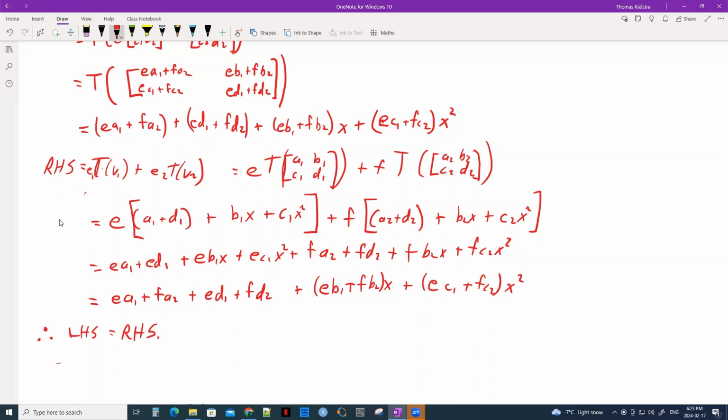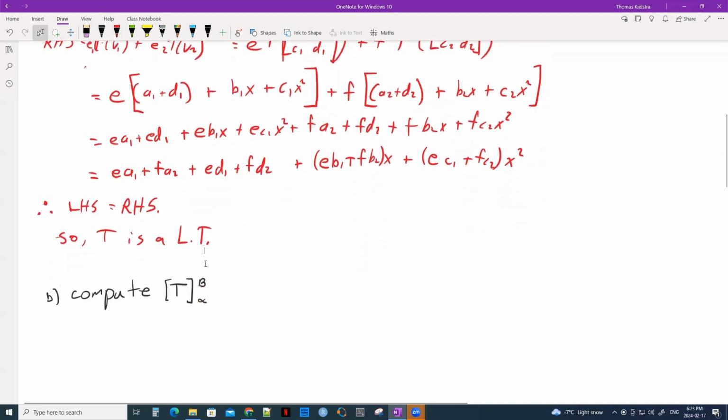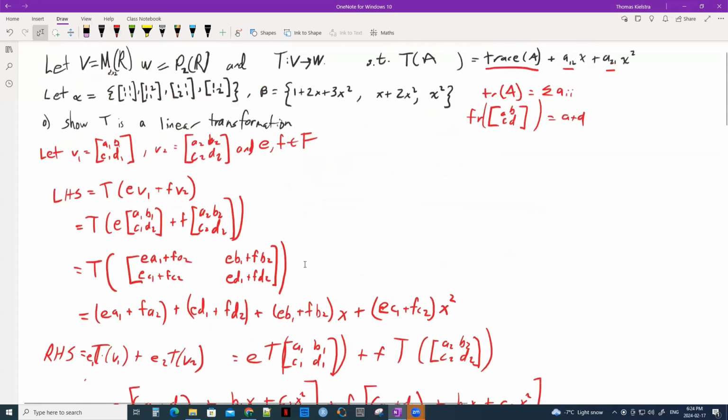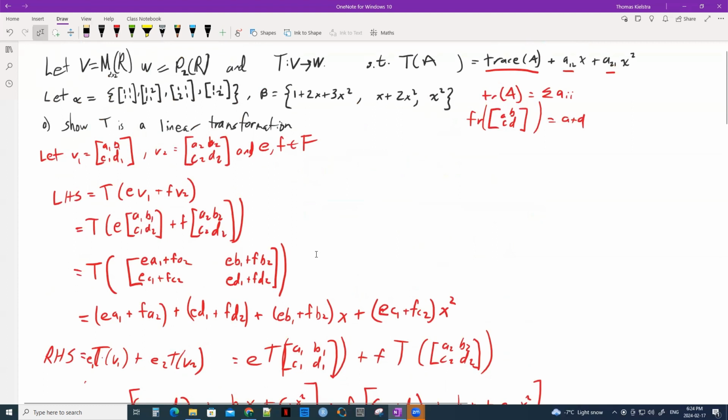So T is a linear transformation. We have a nice linear transformation. And again, these videos aren't intended to show you how to answer these rigorously, but the process involved to get to the right answer.